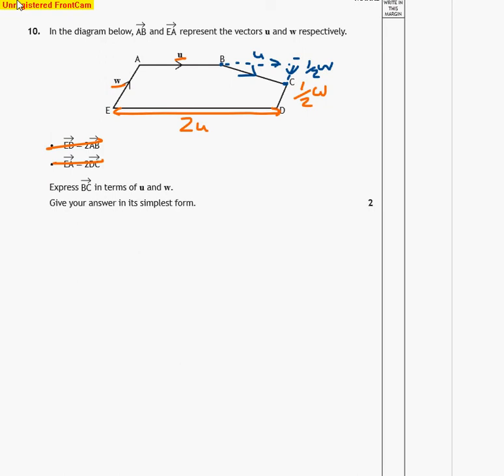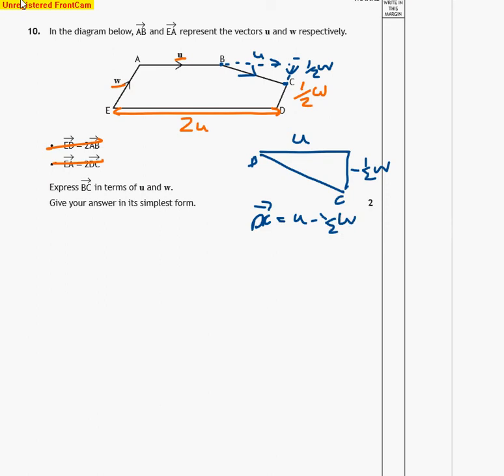Right, so just to draw out maybe a bit bigger. So we're saying B to C is going to be U that way minus a half W. Okay, so B to C is equal to U minus a half W.